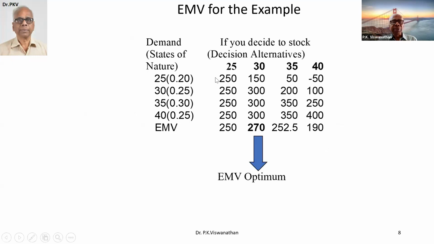So when I multiply each column by the corresponding probability and add, this becomes 250, this becomes 270, this is 252.5, this is 190. You now tell me what is the best profit under the circumstances of the probability or the states of nature. Naturally, you would say 270 is the best level, 270. Therefore, stock 30 dozens.